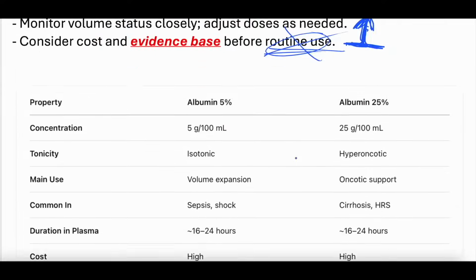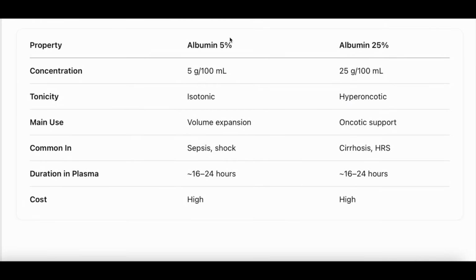So if we were to compare 5% and 25%, 5% albumin, the concentration is 5 grams per 100 milliliters compared to 25%, which is 25 grams per 100 milliliters. So this is what people talk about for volume resuscitation, whereas this is what people talk about for increasing albumin.